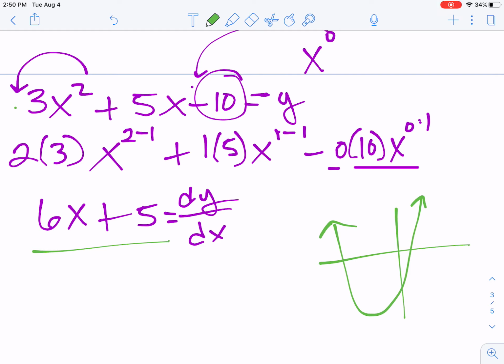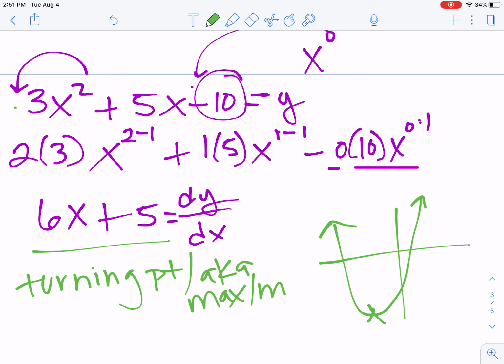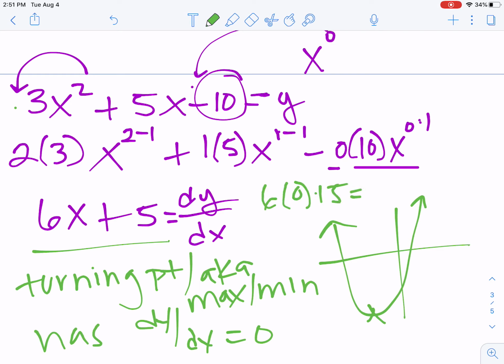I can actually find the vertex pretty easily, or the x of it, because that's where this would be equal to 0. Anytime we have a turning point, your derivative is going to be equal to 0. So once again, a turning point, aka max or min, has a slope equal to 0. So this is saying I could put in any x and find what the slope is at that point. So if I put in 0, we'd have 6 times 0 plus 5 equals 5. So it's saying that at this point, if I were to draw a tangent line, the slope of that line would be equal to 5.